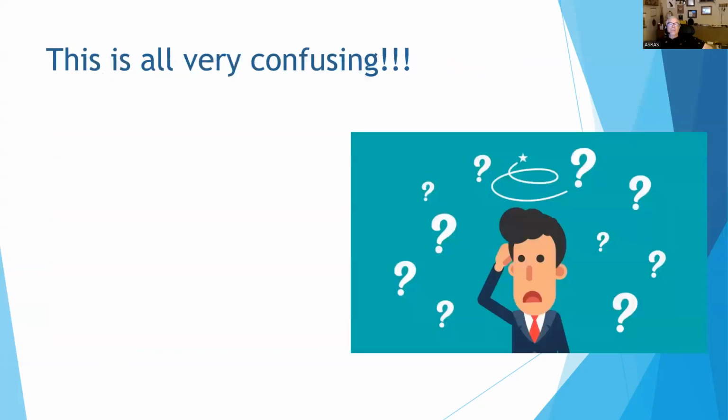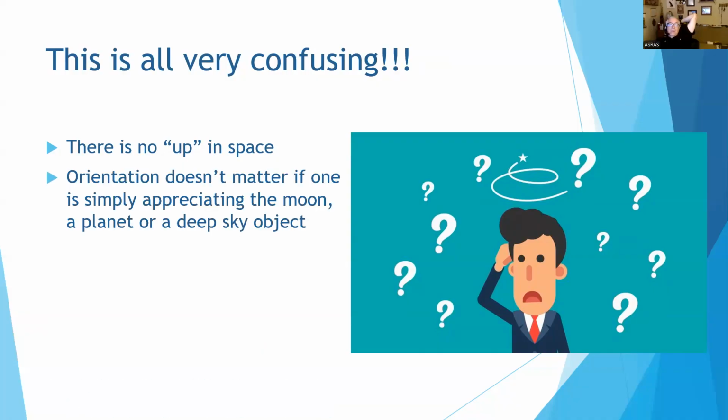So this is all very confusing, and it's very difficult to remember. And when you think about it, there's no up in space. What does upside down mean when you're looking at the moon or looking at a far deep sky object? Orientation doesn't really matter if one is simply appreciating the moon, a planet, or a deep sky object.